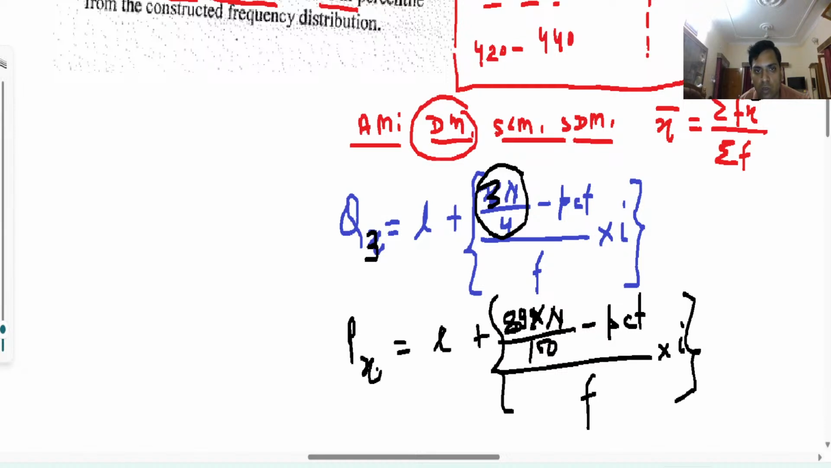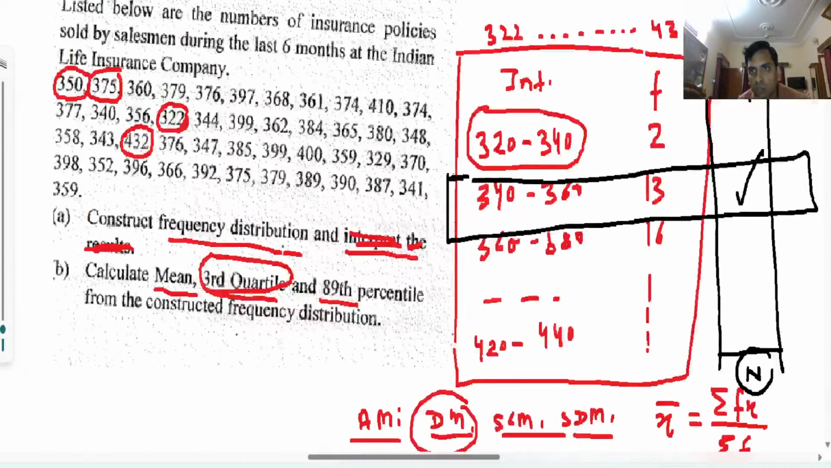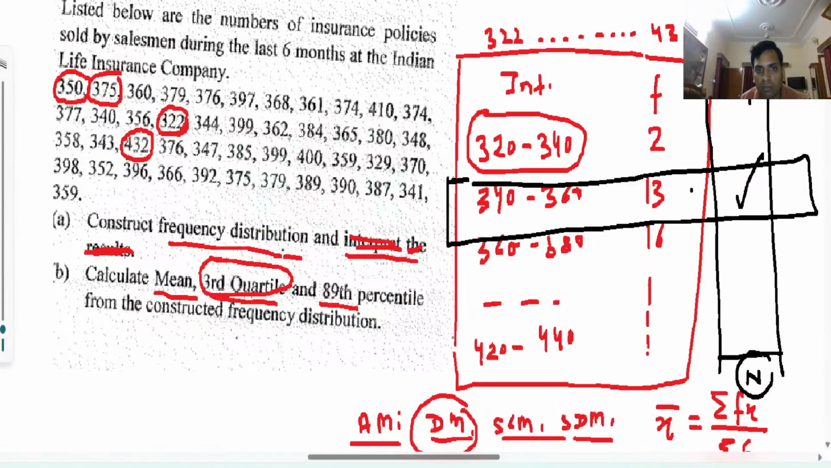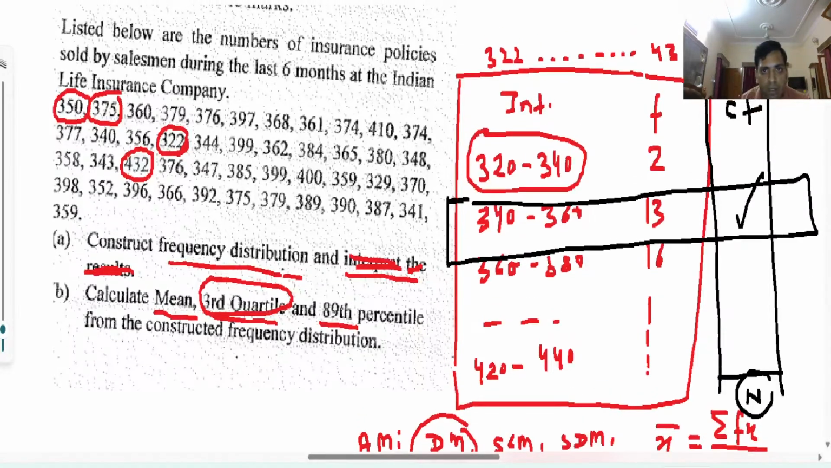For this also, you need to first find the cumulative frequency. This means you can find both the third quartile and the 89th percentile by using this CF column. So this is the second part of this question. I hope you understand this. First we need to arrange the data in a frequency table, then we will do the rest of the task.